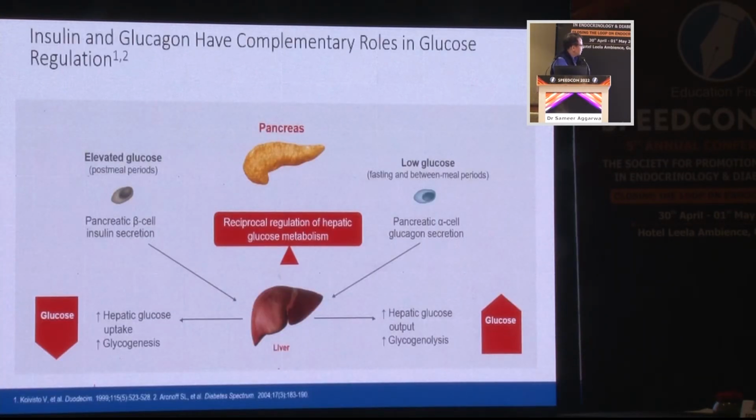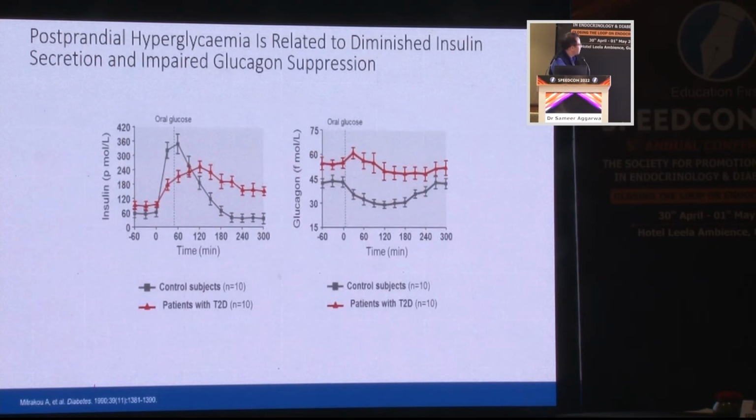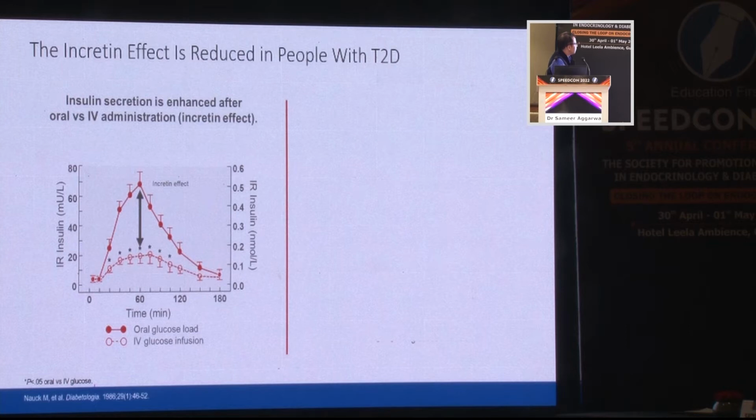Insulin and glucagon have different roles in the body. Glucagon definitely leads to increased hepatic glucose production, and there is diminished insulin secretion and impaired glucose suppression. In type 2 diabetes you have diminished insulin secretion and the glucagon levels are high, so that doesn't make a good case for type 2 diabetic patients. Also, insulin secretion is enhanced after oral versus IV administration. So the incretin effect is reduced in people with type 2 diabetes, and you can see that after the oral glucose load, this incretin effect increases.